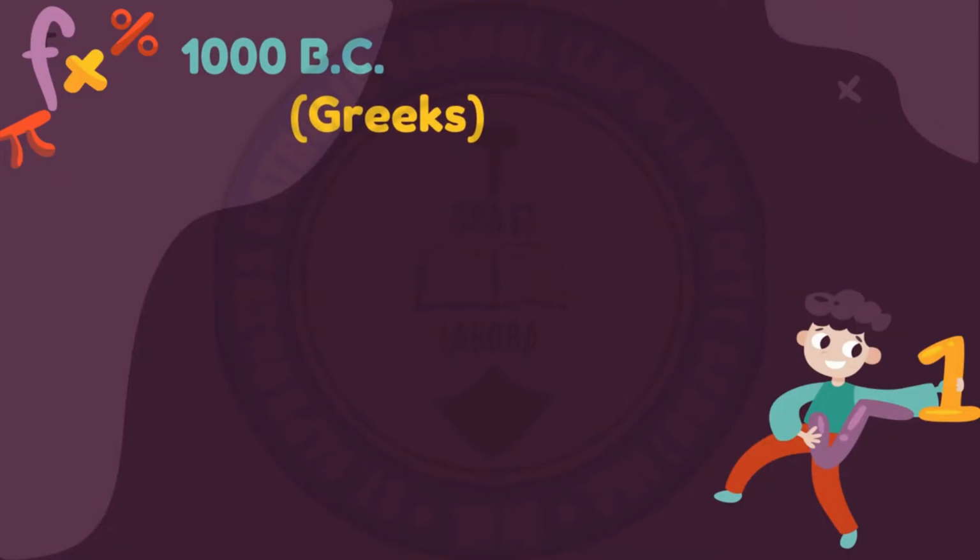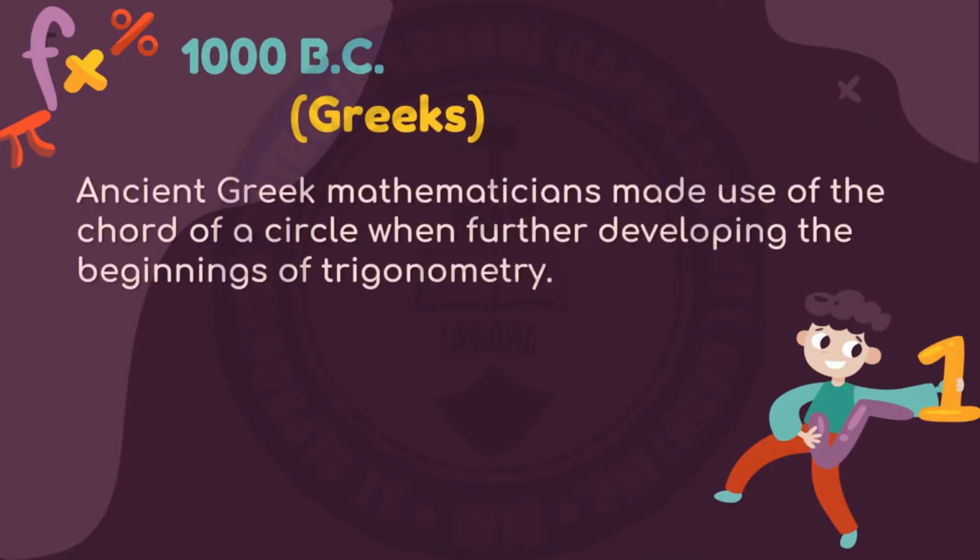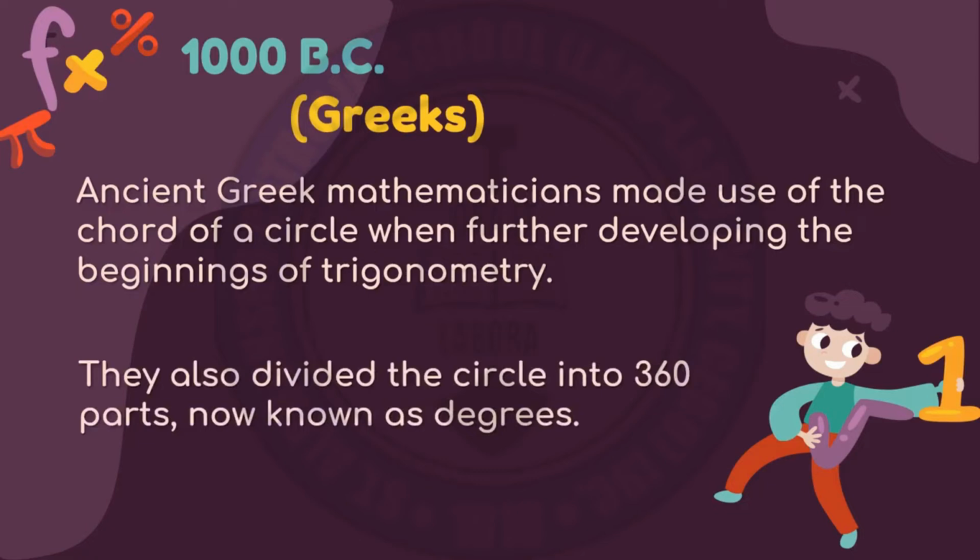While in 1000 BC, the ancient Greek mathematicians made use of the chord of a circle when further developing the beginnings of trigonometry. Second, they also divided the circle into 360 parts, now known as the degrees.